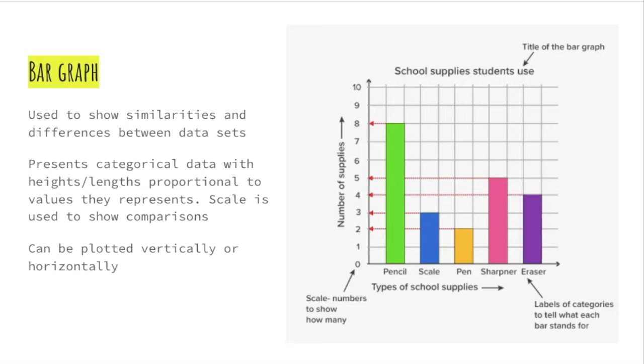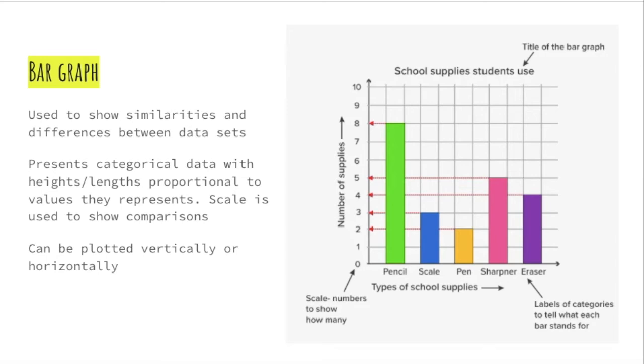In graphs, the title, axis labels, and scale should all be identified. Note that this graph is titled School Supplies Students Use. Based off of the title, we can infer that this data will compare different school supplies and the number of each school supply used in a given population. The scale is used to compare numerical values between data sets, and in this case is numbered 0 to 10.